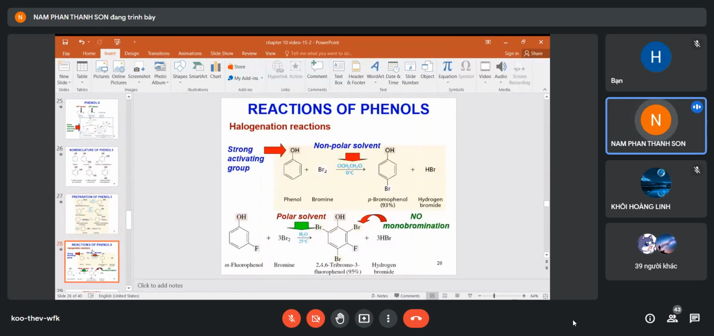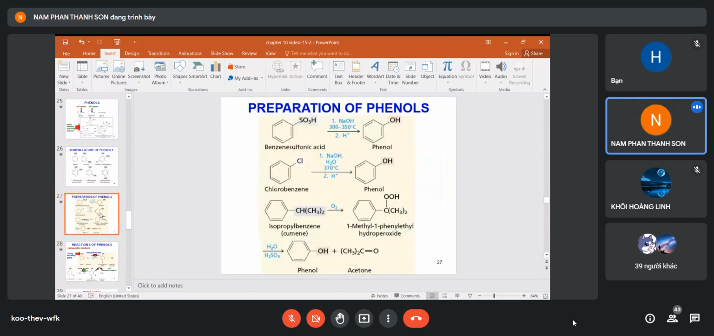Now the reactions of phenols. Sorry, I forgot one important question. Look at the second reaction again. A long time ago, people carried out the reaction between chlorobenzene and sodium hydroxide and got phenol. But this reaction occurs slowly and requires harsh, extreme conditions. So people don't use that reaction anymore.